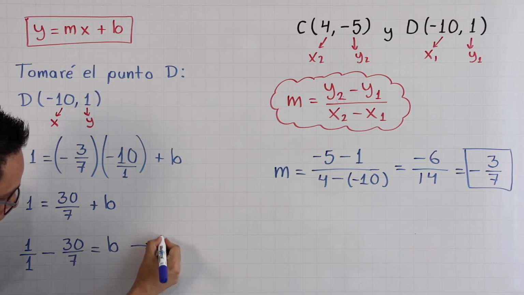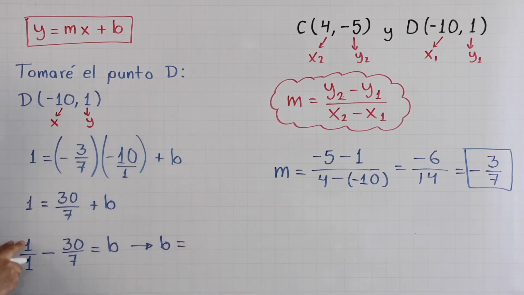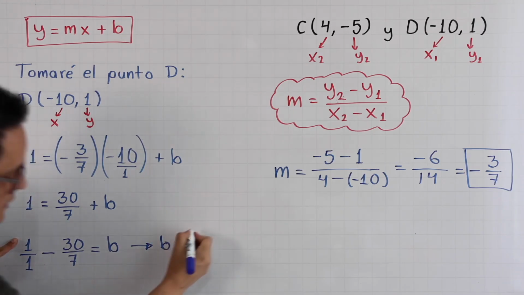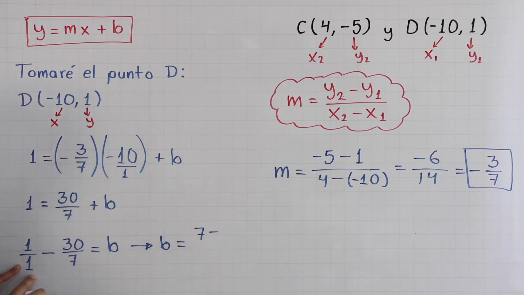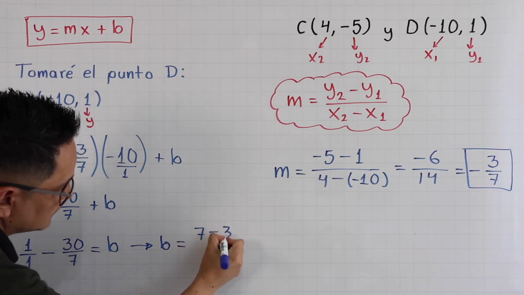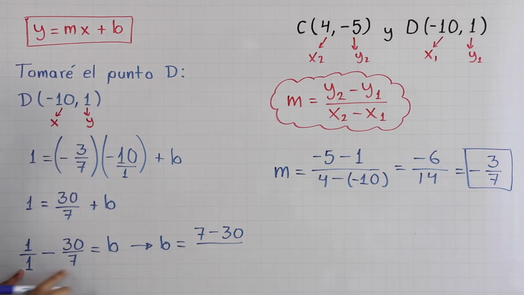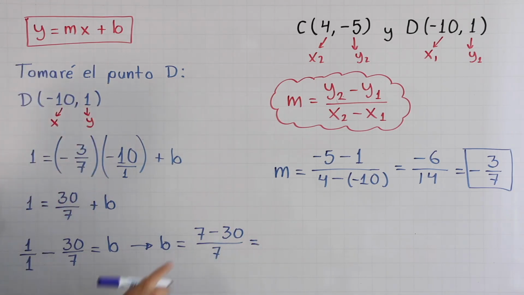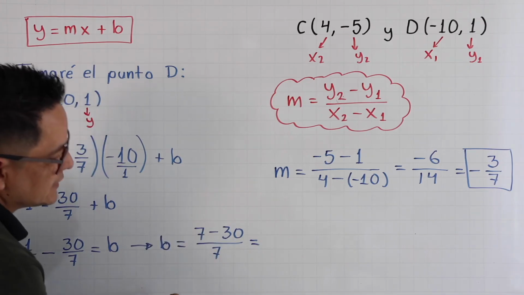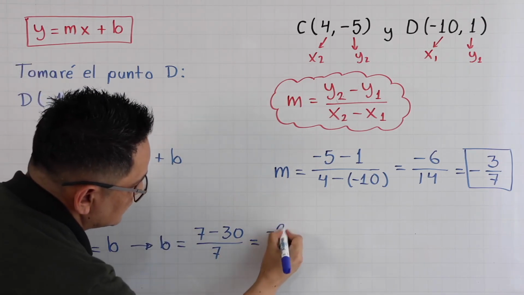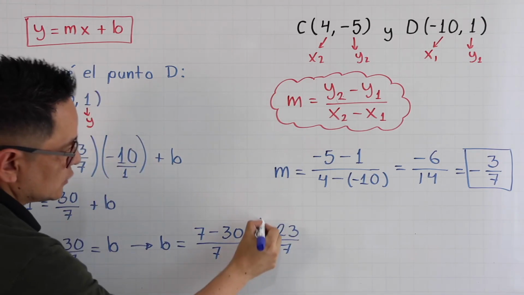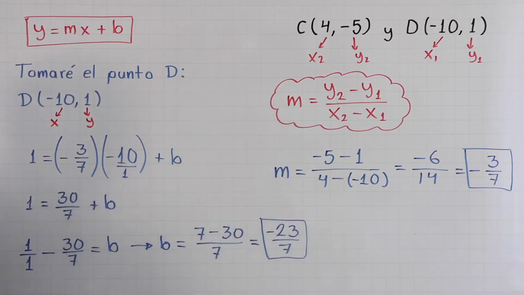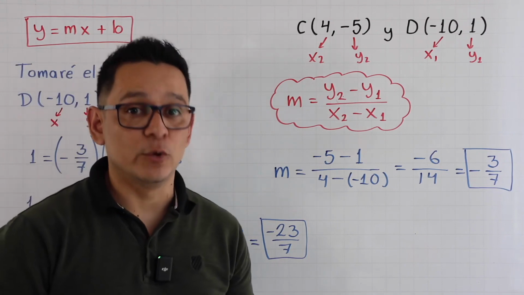All right, let's do this fraction subtraction. So from here, we're going to get that b equals, I do the subtraction. 1 times 7 equals 7. Minus 1 times 30 equals 30. And this is going to be divided by 1 times 7, which equals 7. I'll continue over here. I get 7 minus 30 equals negative 23. And down here we have a 7 ready. This one here will be the value of b. In other words, this is already the y-intercept.